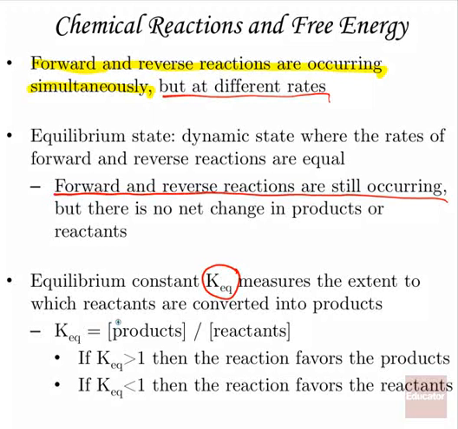And so from here, you can understand that if you have your numerator, right, bigger, right, so KEQ is going to be greater than 1, then the reaction favors the products. If you have the denominator larger, you're going to have a number less than 1, and that reaction is going to favor the reactants, so the backwards, right?